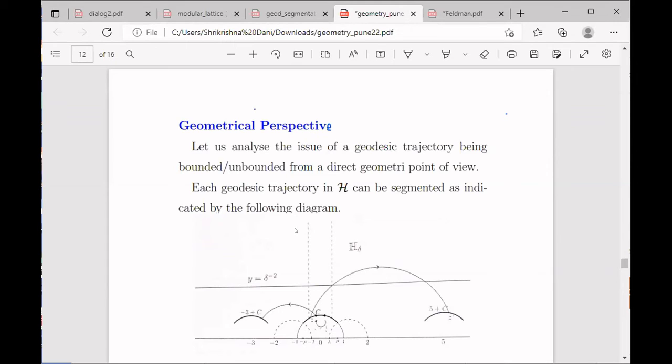Okay, so now the remaining part I'd like to say about the geometric way of looking at the issue of boundedness. After all, you're talking about a certain trajectory, so you should be able to say purely in geometric terms when it is bounded or not. Right? How does it relate to the endpoint?